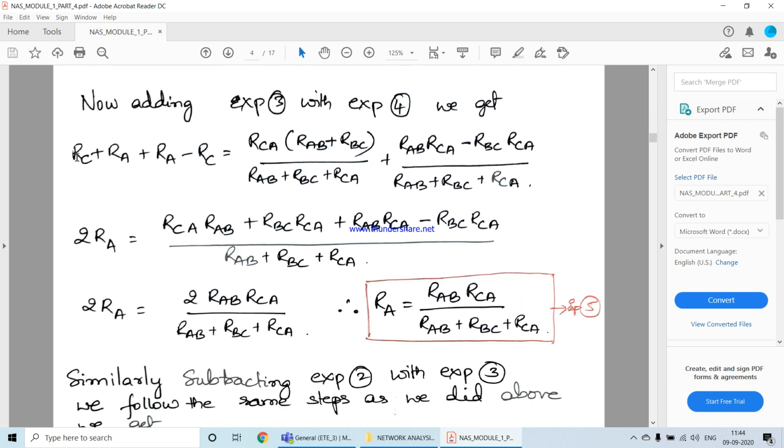So the next step is RC plus RA minus RC: expression 3 is added with expression 4. So therefore you get 2 times RA equal to this plus this. Therefore RA finally will be equal to RAB RCA divided by RAB plus RBC plus RCA.